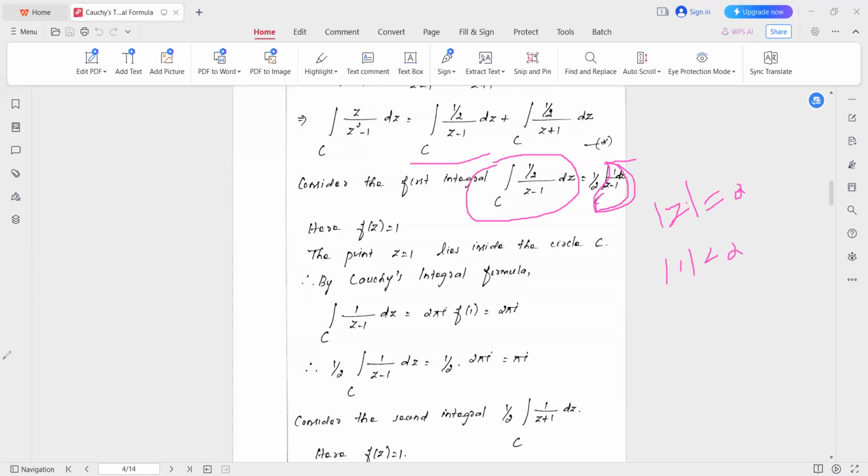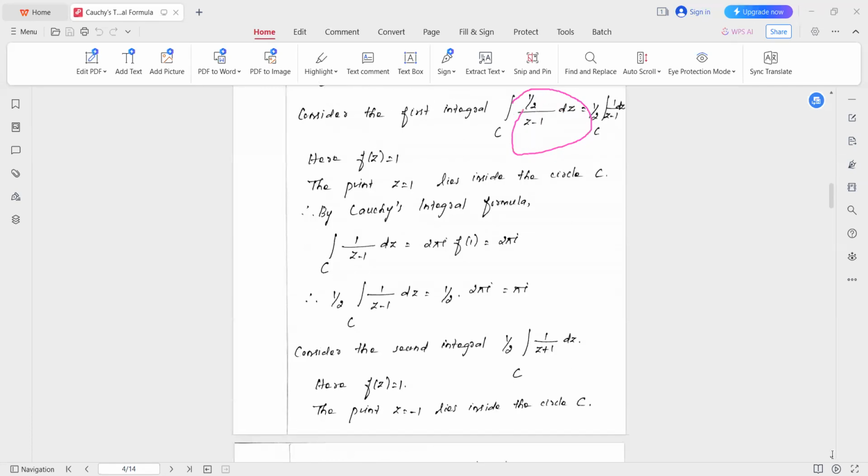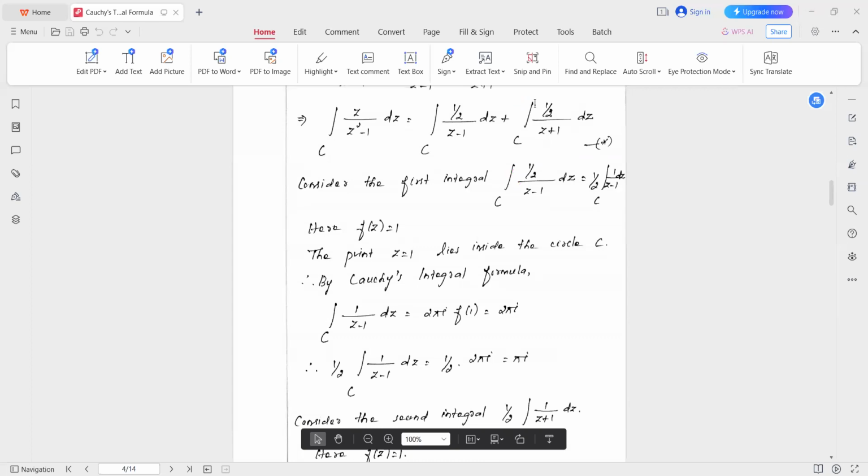Okay, so next we are taking the second integral. What is the second integral? This one. Integral over c 1 by 2 divided by z plus 1 into dz. Here, at which point does the analytic fail? At the point minus 1. So this we rewrite as 1 by 2 into this part.